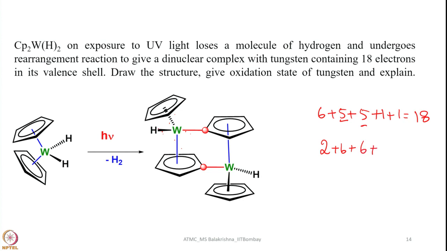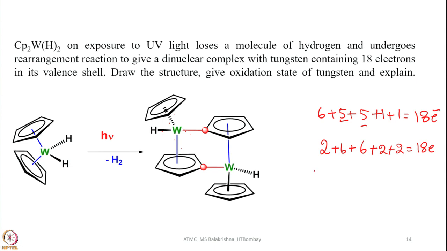And now this is H minus, a 2 electron donor. And now this is carbon minus charge, it is a 2 electron donor. So it is an 18 electron species. So you should be able to write here 18 electron species. And now the structure is drawn, and the oxidation state is plus 4, we know plus 4.